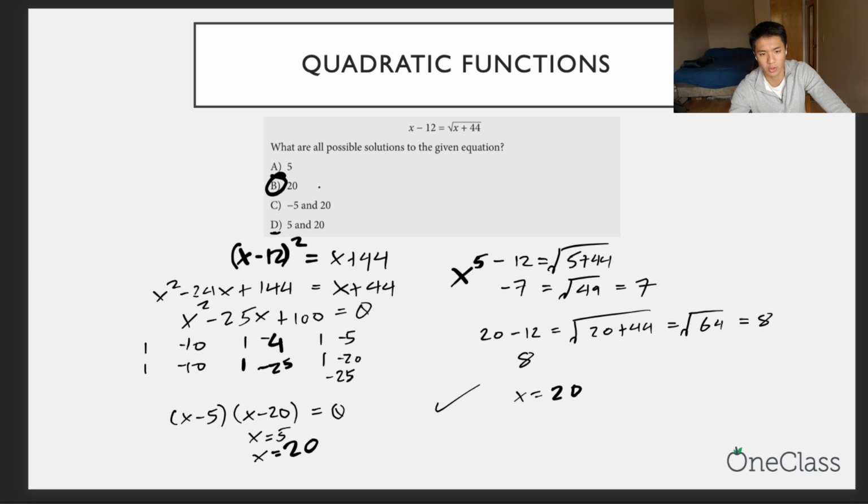I think this is a good example of one where you get two roots, but only one of them actually works in our original equation, and that means the answer choice is going to be B. Okay, so hopefully that makes sense.